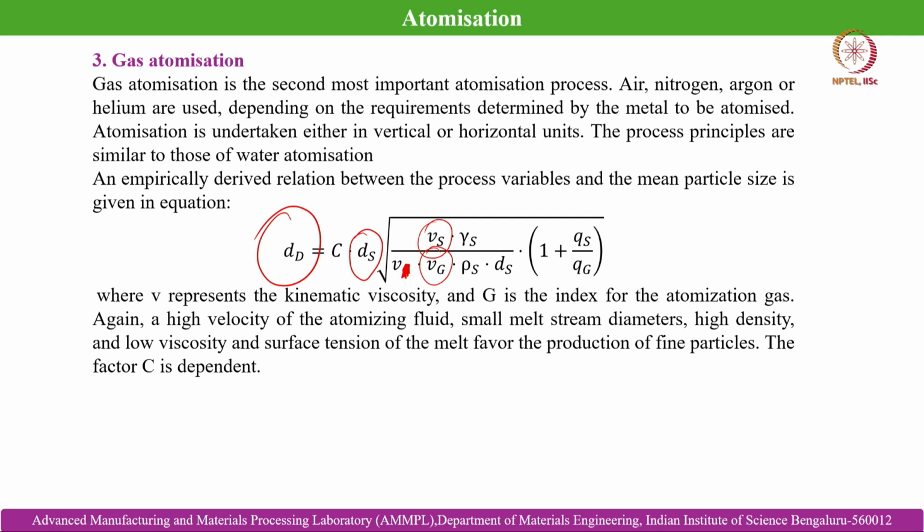Here v represents the kinematic viscosity, and g is the index for the atomization gas. Again, a high velocity of the atomizing fluid, small melt stream diameters, high density and low viscosity and surface tension of the melt favor the production of finer particles, where the factor C is basically a constant.